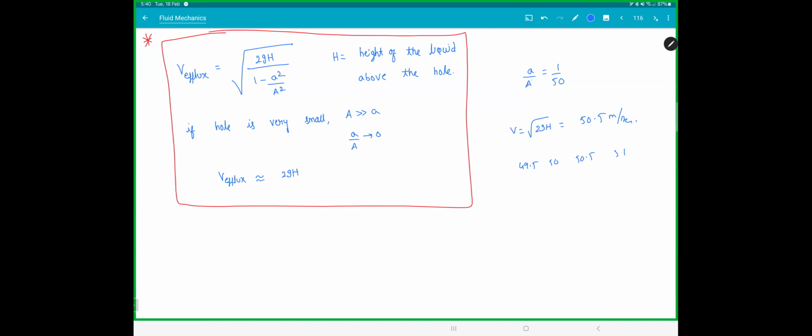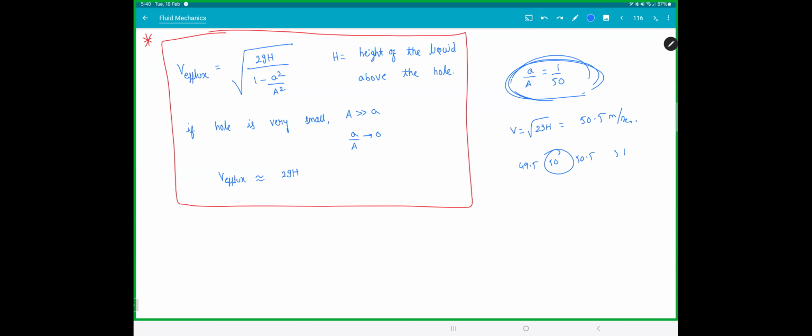I said, first of all, there was no point in giving this value, right? And second thing, answers are so close. I said, something is wrong. Let me use the normal formula. I used that actual formula, root 2gh over root of 1 minus a square by A square. The answer is actually 50. You get the answer properly as 50 if you use this formula. And that is the answer.